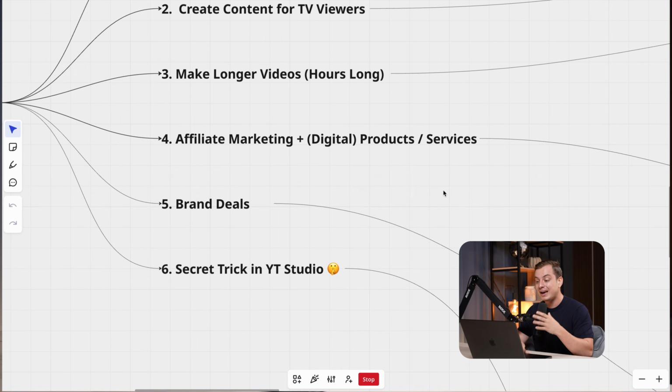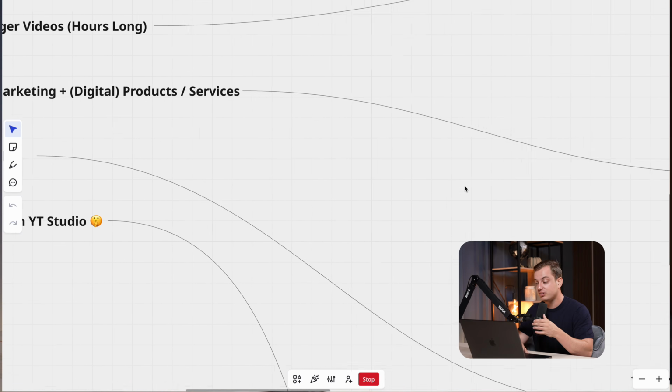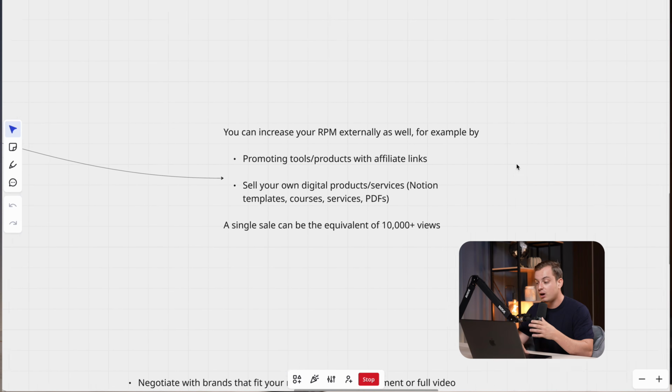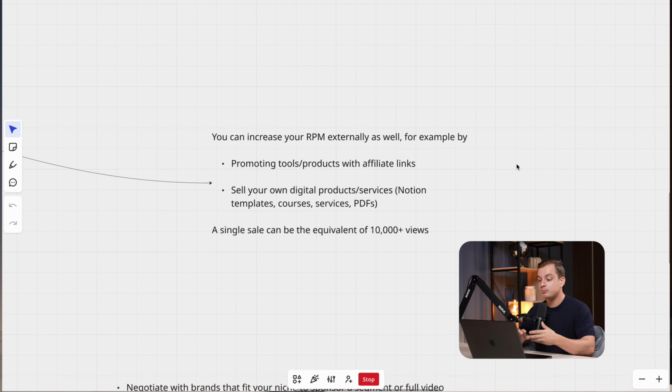Then number 4, we have affiliate marketing and digital products and services. You can increase your RPM as well. As an example, you can promote certain tools. I'm a big fan of NextLive, a tool that I use to find new and upcoming faceless channels that I also share on my Twitter, but that I also use to actually start similar channels myself. That link can also be found in the description, and when you purchase this, I get a monthly kickback of it, which means this can become a very good revenue source for me.